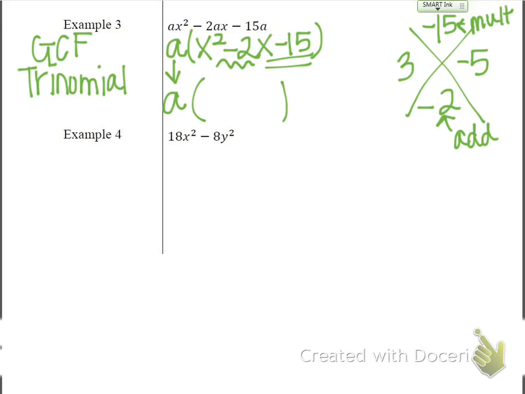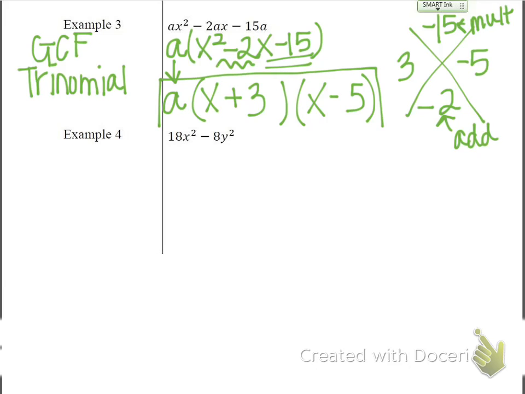So then you're going to set up 2 sets of parentheses just like before. First term here is going to be x and x because we had an x squared as the very first term. And then you plug in those numbers from the diamond method. So plus 3 minus 5. The order in which you write the plus 3 minus 5 does not matter. So if you flip-flopped the 2 binomials, it would still be the same answer. Okay? So this is the same as a times x minus 5 times x plus 3. The order of those 2 does not matter. Okay? So far so good? You guys remembering this?